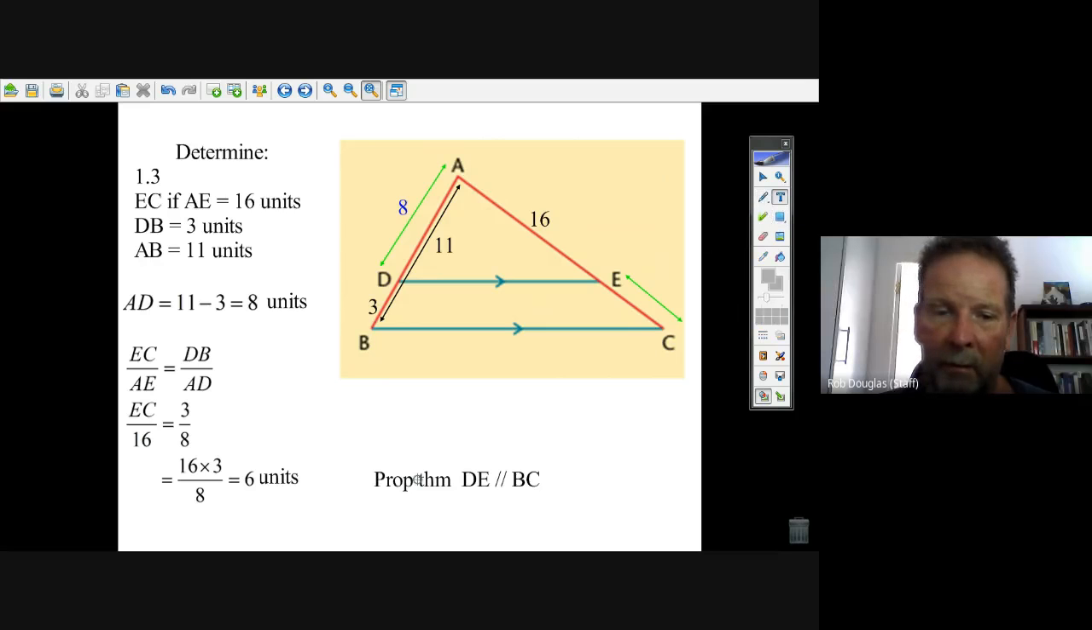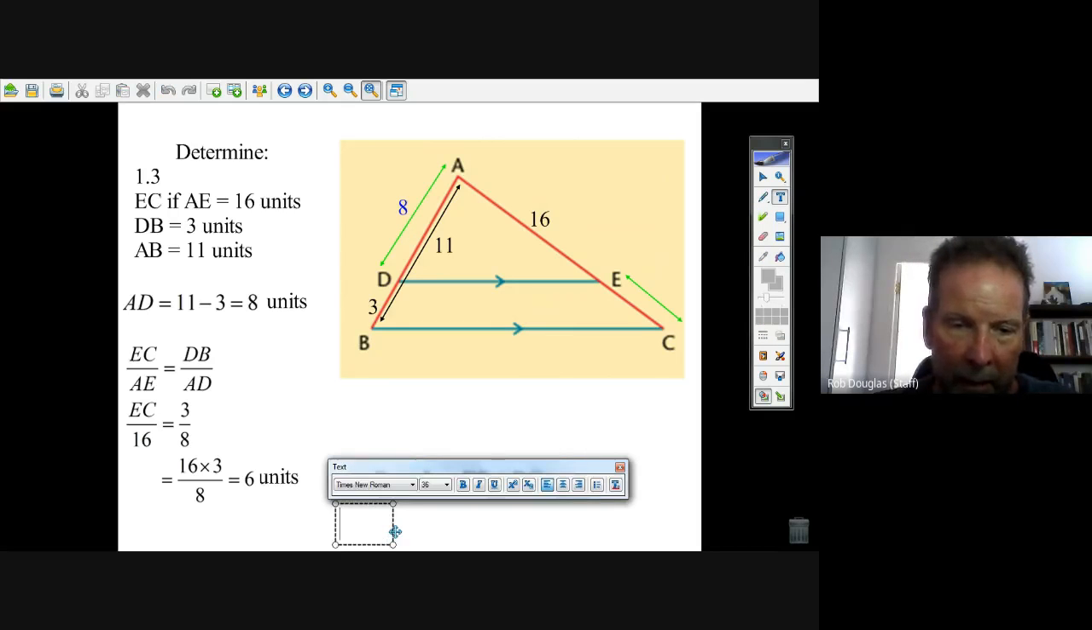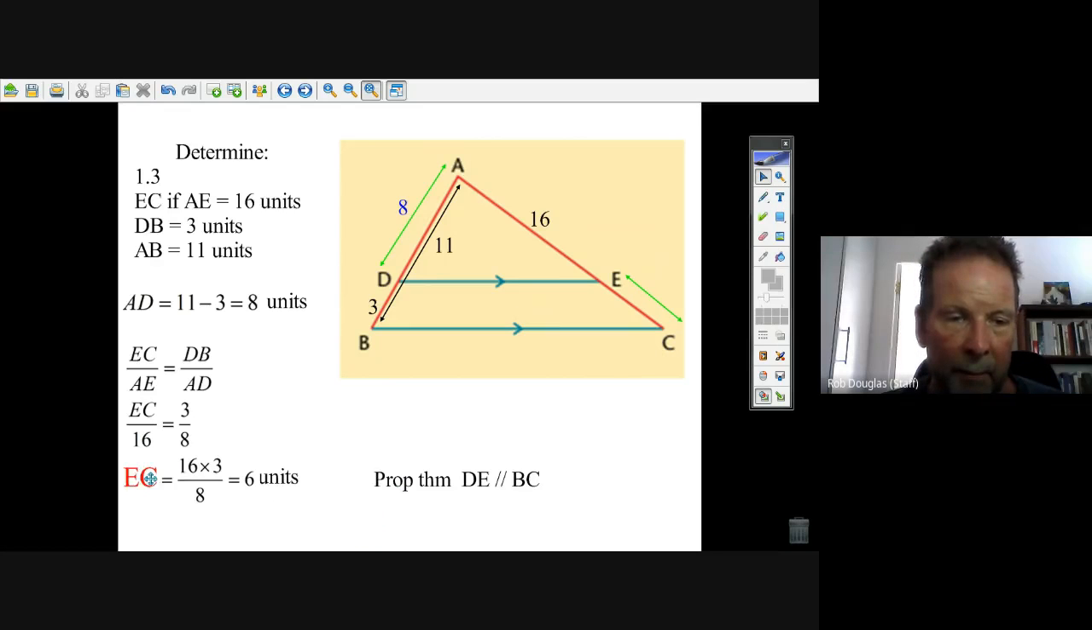EC right there equals, because that's what we're looking at, must be 6 units. There you go. EC is equal to 16 times 3 over 8. That little piece EC, what we're looking for, is equal to 6 units. And you write proportionality theorem, DE is parallel to BC. And that's it. And that's how it works. It helps.